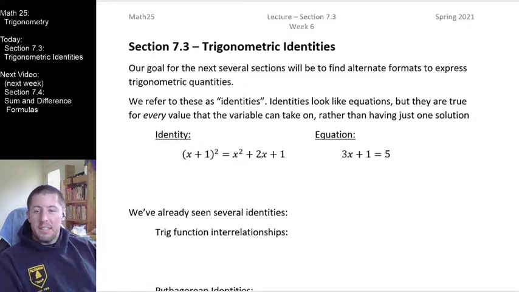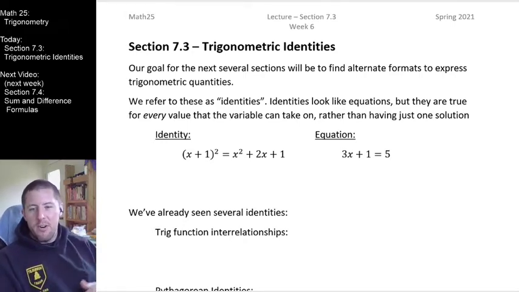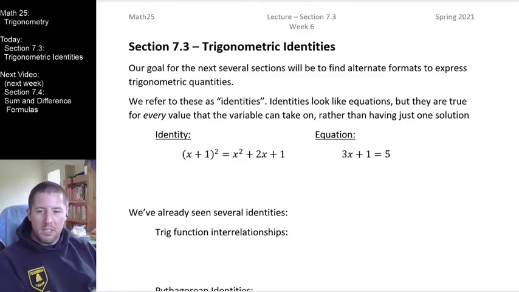Then 7.7 and 7.8 are finally going to be solving trig equations, which in a sense is the goal of Chapter 7. It's just that most of Chapter 7 is covering the content that we need to learn so that we can do the solving of equations. So it's sort of a minority of the content, but it's what we're building towards with the first 6 sections of this chapter.